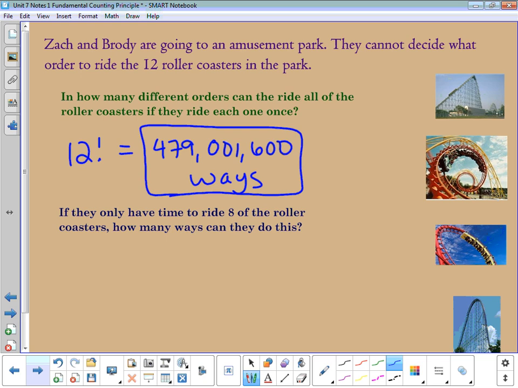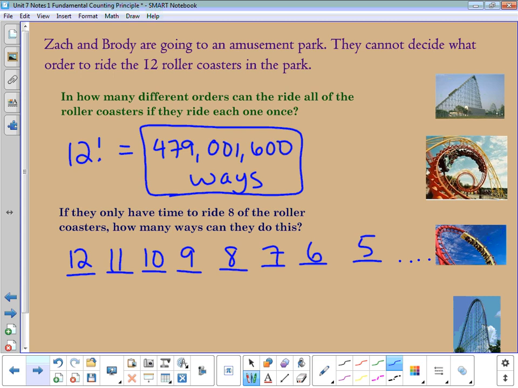Now part B is a little different. So there's 12 possible roller coasters, but Zach and Brody are only going to ride 8 of them. So instead of having 12 spaces, they're only going to have 8. But there's still 12 possible roller coasters. So for the first roller coaster that they ride, there's 12 choices. Once they ride that one, there's 11. Once they ride that one, then there's only 10, then there would only be 9, then 8, then 7, then 6, then 5. And I'm going to stop there because they're not going to ride the last 4 roller coasters.